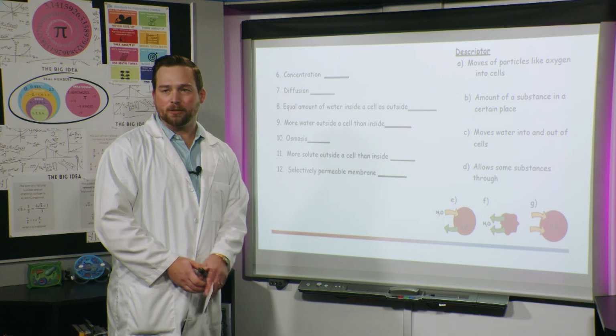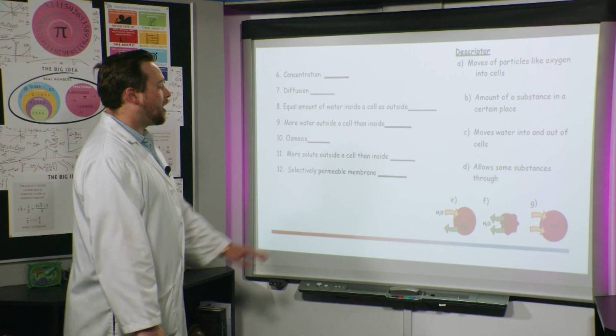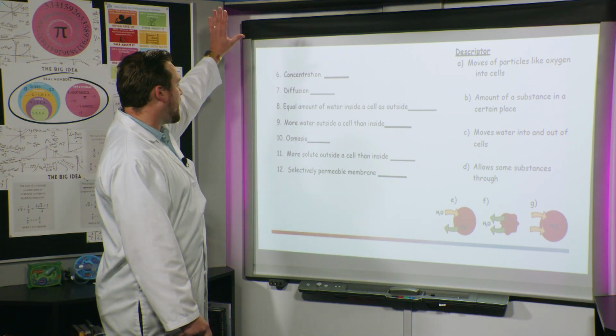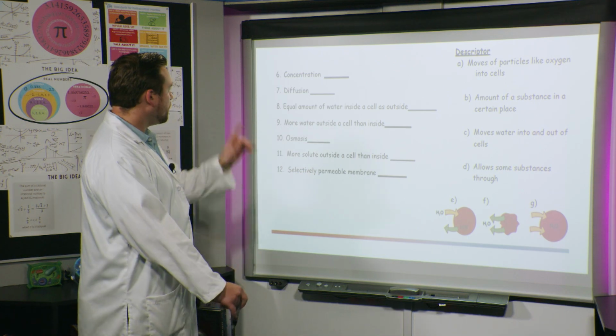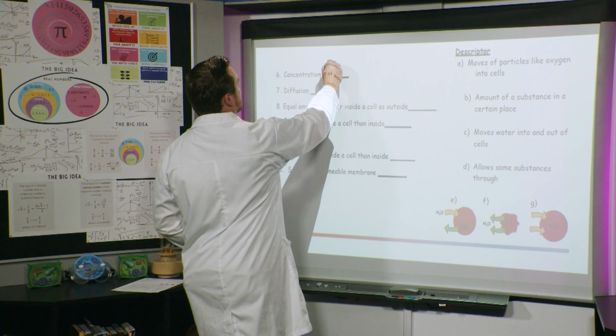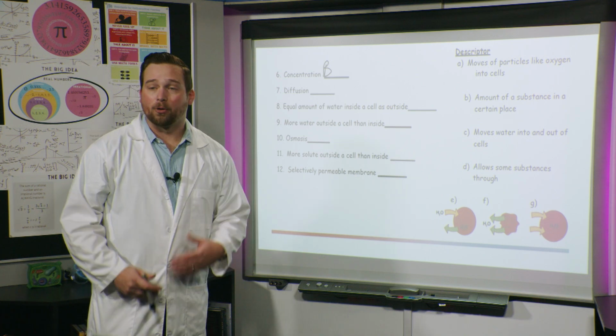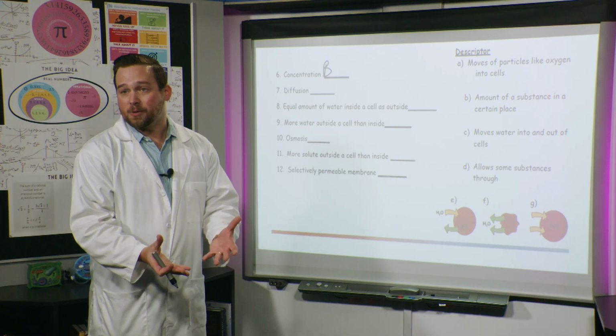Okay, I got a couple more here, so y'all hang in there with me and let's see what we got going on here. So now I've got some letters on the right-hand side and some terms on the left-hand side, and we're going to see if we can match them together. So the first one says concentration. Well, which of those letters can we use to represent concentration? Well, remember that concentration is the amount of substance in a certain place. So I think B is going to be great for this one. Remember a high concentration is you got a lot of solutes, and a low concentration is you don't have as many of those solutes.